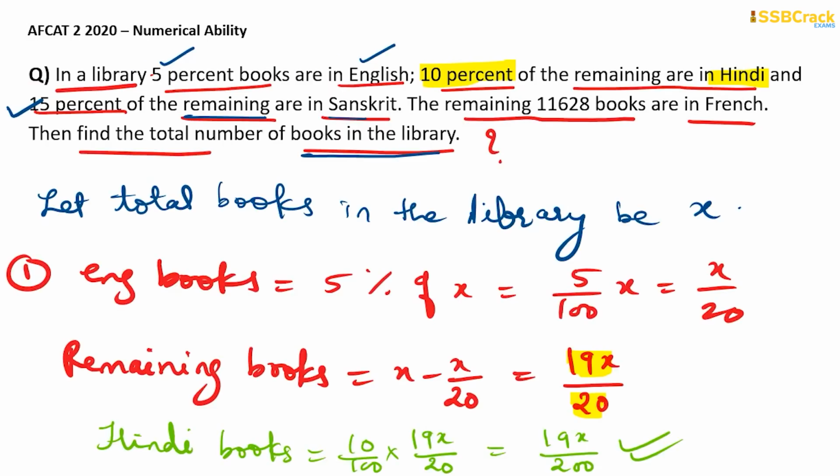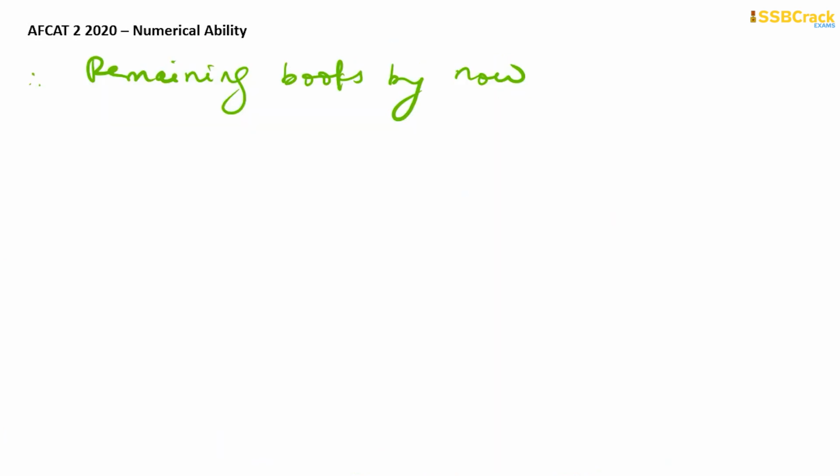Okay, let me number here. See, we are done with the second. Now we are in the third, but we have to calculate for the Sanskrit books the remaining books, how many. So the remaining books by now, by the second step, are x minus how many? They are x minus x by 20 minus 19x by 200. Okay, if you calculate this you are going to get 171x upon 200.